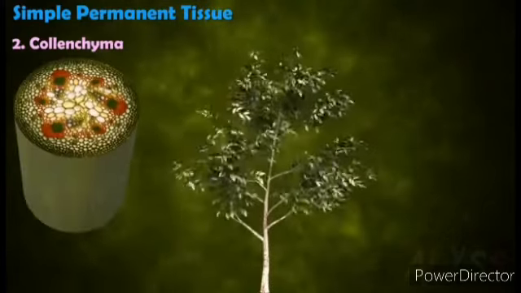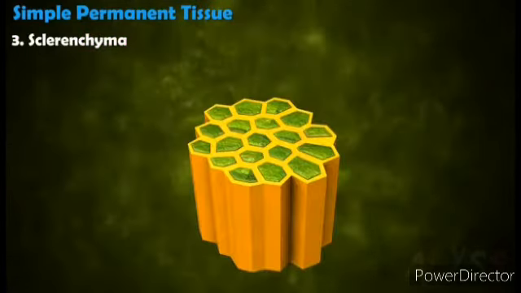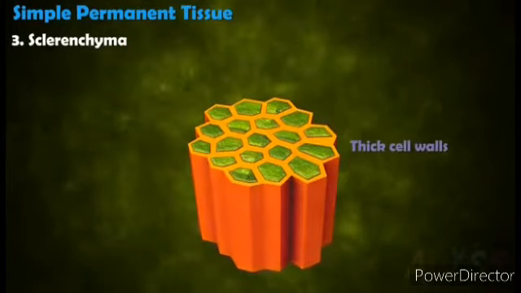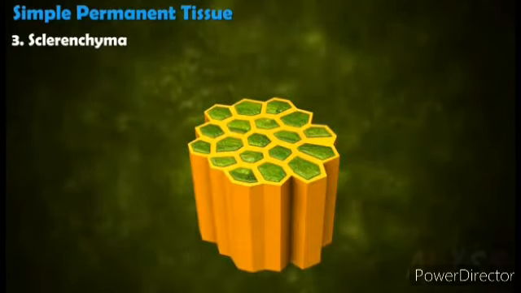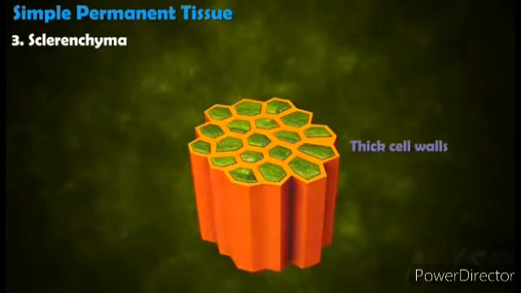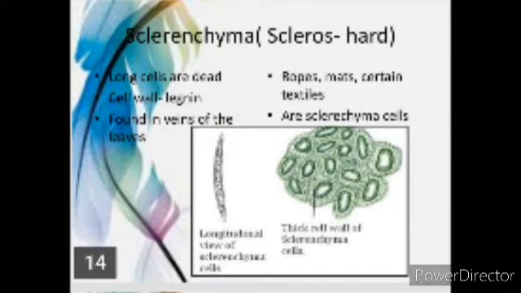Here is another type of simple permanent tissue called sclerenchyma. These are long, narrow cells with no intercellular spaces. It consists of dead cells with lignin deposited in the cell wall. They occur in vascular tissue of stems, veins of leaves, and in the covering of seeds and nuts. This provides strength to the plants.